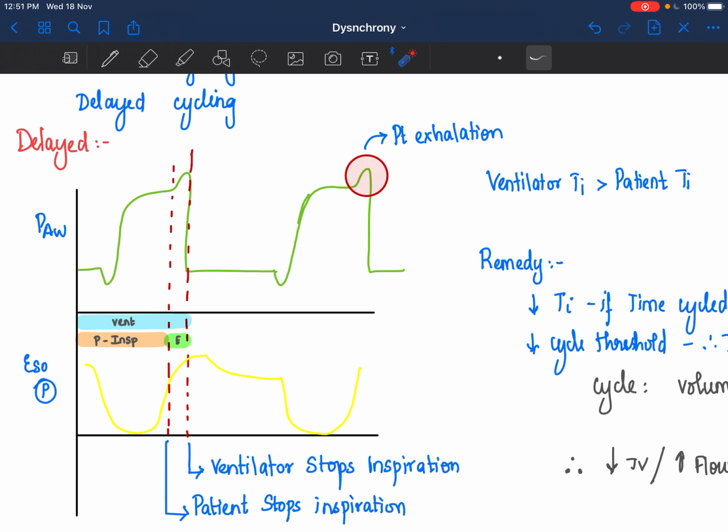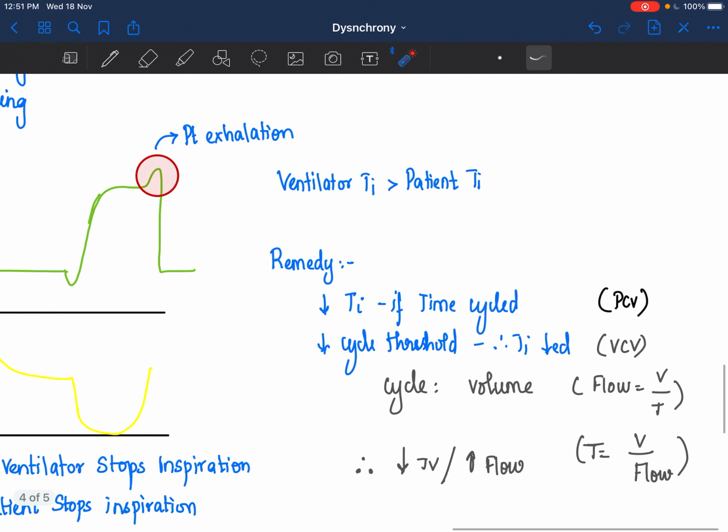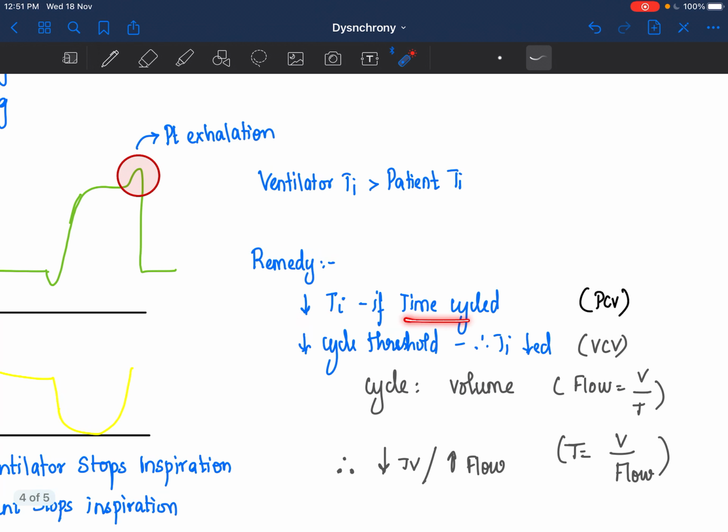So, how can you remedy this problem? You can remedy this problem depending upon whatever mode you are choosing. Either you can reduce inspiratory time if it is time cycled, for example, in case of pressure controlled ventilation. Right? Pressure controlled ventilation is time cycled. In volume controlled ventilation, how do you change? You cannot change your TI, no. TI is not how the ventilator gets cycled. That is what I am trying to mean. Right? So, your volume is flow into time, or in other words, flow is equal to volume by time.